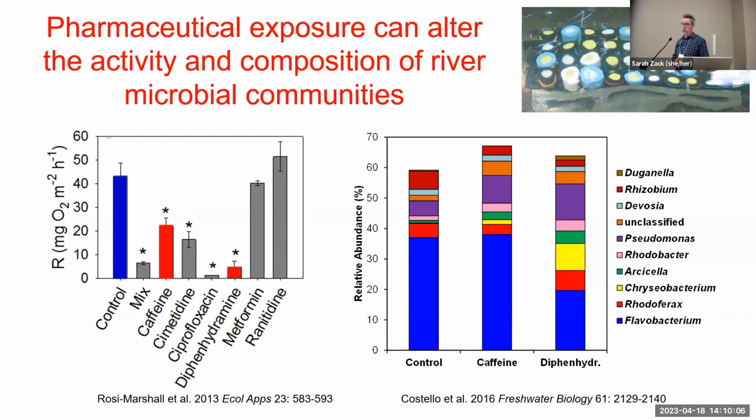And we saw that these pharmaceuticals can have a significant effect on the activity of the microbial biofilms, including decreases in respiration rates, which is shown in the graph on the left. We saw significant reductions in respiration rates driven by a number of compounds, including caffeine and diphenhydramine, which is an antihistamine. And in addition to reducing respiration rates, we also saw that these pharmaceuticals could change the composition of the biofilm microbial communities.